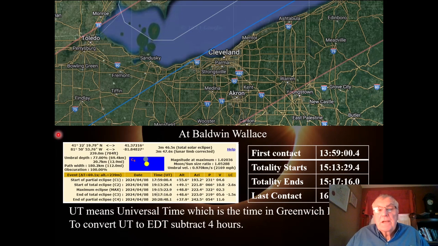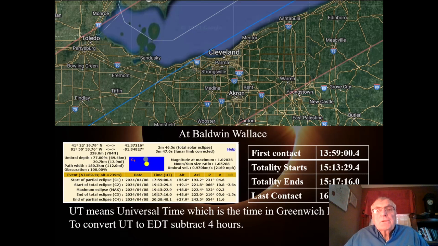All right, universal time. I said I already converted these. If you'll notice, these times are universal time. Universal time is the time in Greenwich, England. And the reason we use universal time is that way we don't have to convert for all the time zones everywhere. We give you one basic time standard, then everybody can convert it for themselves.